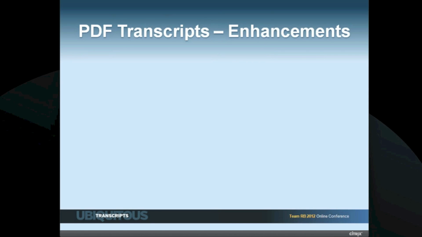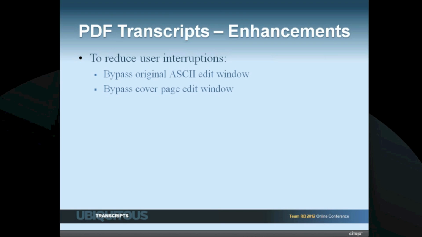Now, let's talk about some of the enhancements we have made to the PDF transcript feature built into RB8. To reduce the user interruptions or to make it faster, we gave an option to bypass the original ASCII edit window. So if you don't have a need to edit that every single job, you can just turn it off and bypass that window. Same thing goes for the cover page edit window. You can turn that off too.